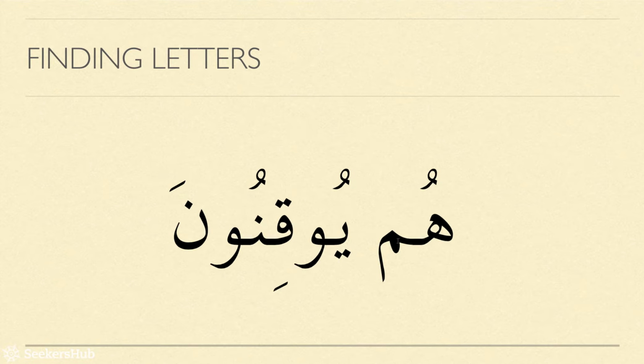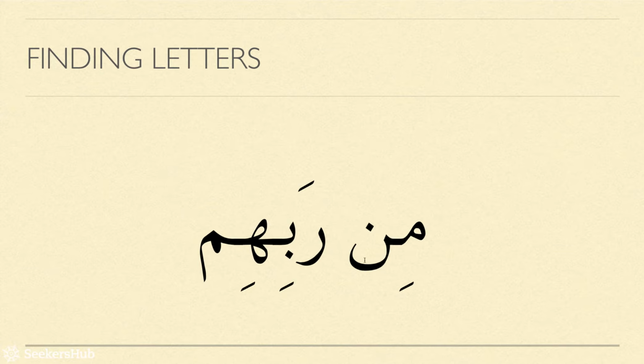Hum yuqinun. Hum means they. There's a ha at the beginning, which comes around like this with the dhamma on top, hu, followed by a meem, hum, and then ya with the dhamma, yu, extended with the waw, yu, and then qaf, qi, and then noon, nu, extended by the waw, nu, and then na. Hum yuqinuna.